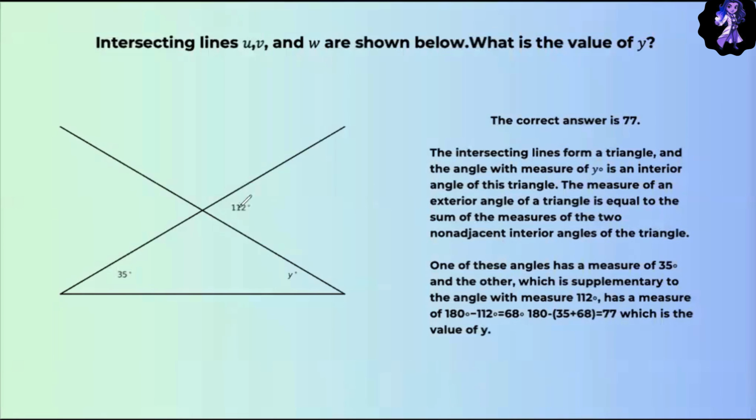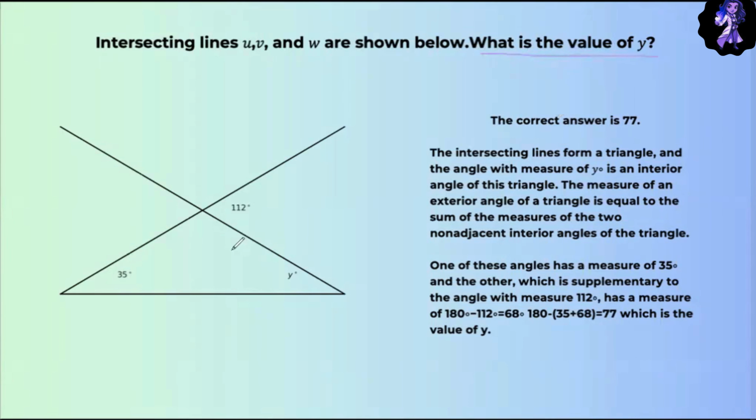Firstly, we see here in the picture that they tell us some degrees. I also want to point out the information in the prompt where they tell us that there are intersecting lines U, V, and W. They don't label that, and that's okay. You don't really need that information for now. For now, what you're expected to know is that they gave you some details and they want you to solve for the value of y.